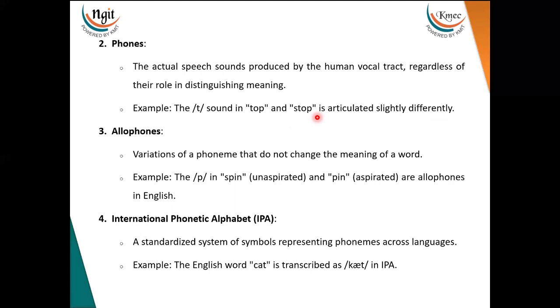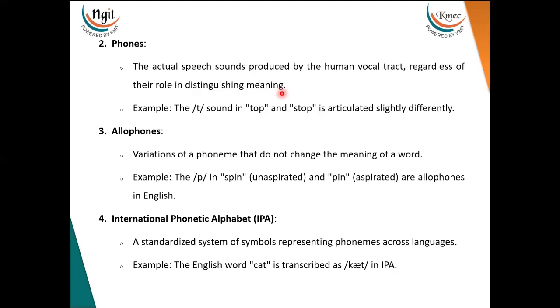Let us understand with another example, the alphabet P. For example, pat has a voiceless bilabial stop sound. Bilabial is when both your lips touch together. So the actual speech sound produced by the human vocal tract, regardless of its role in distinguishing meaning, is a phone. If you consider P as an example, the voiceless bilabial stop sound in pat is a good one.